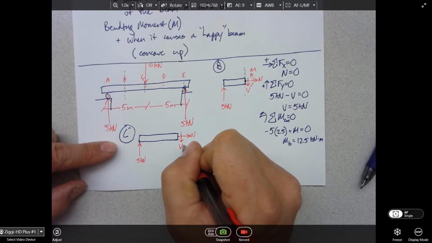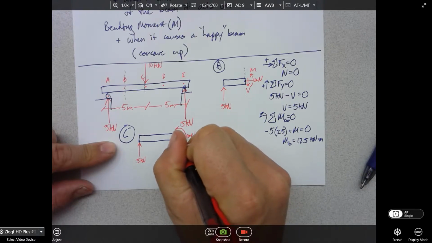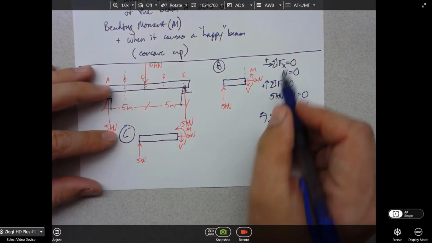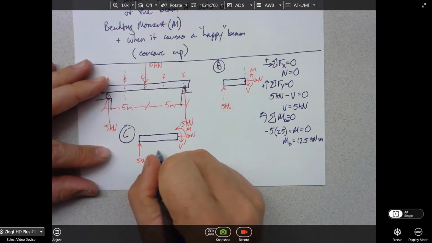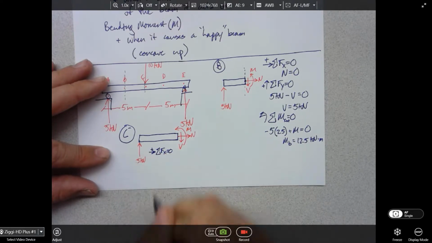Clockwise or counterclockwise? And why is it counterclockwise? Happy beam, that's right. Makes a positive moment. Okay? All right, so now we can do our force summations again. Sum of the forces in the x has to equal 0. We're going to say to the right is positive.